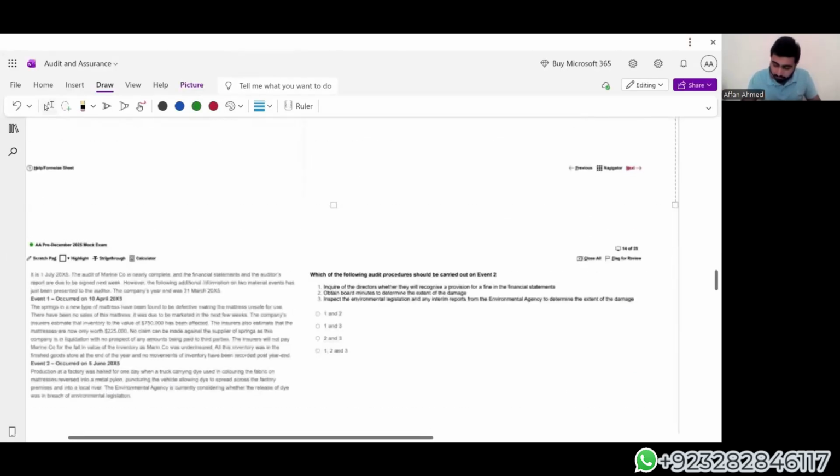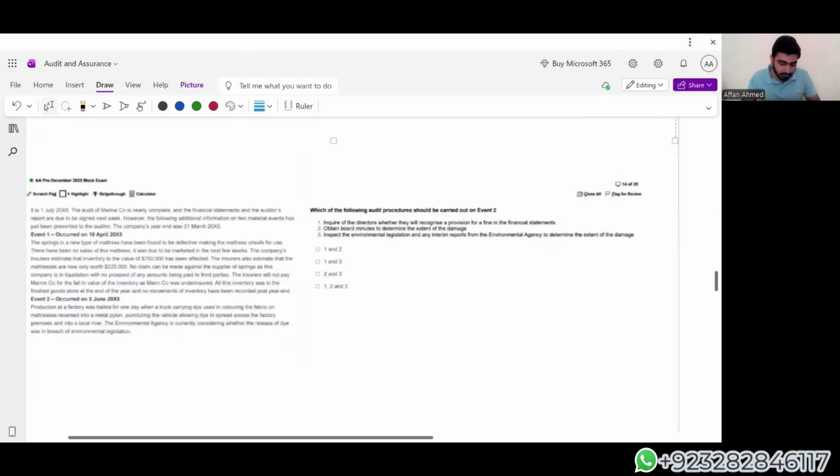To our second last question. Okay, now here what does it say? It says which of the following audit procedures should be carried out on event number two. So event number two is a non-existing event. So let's see what are the things that we can do. First of all, inquire of directors whether they will recognize the provision for a fine in the financial statements.